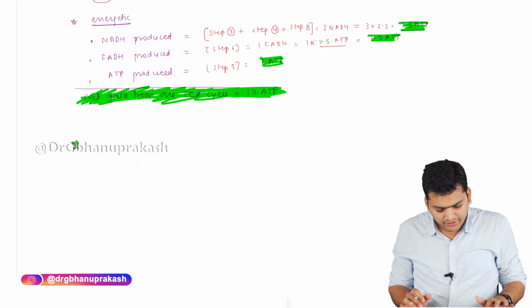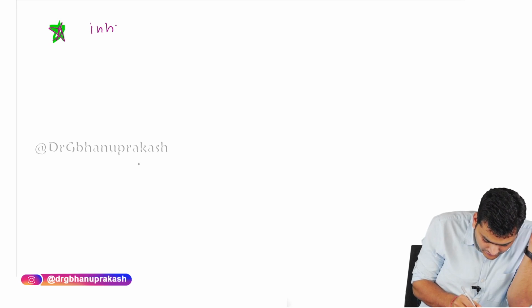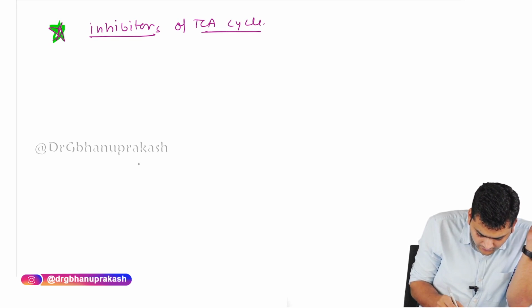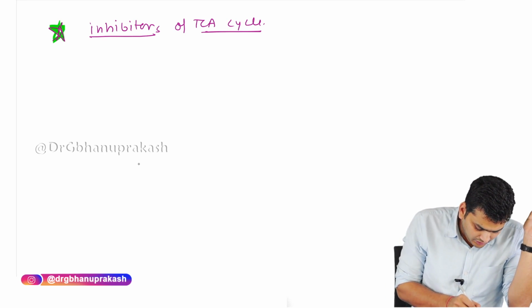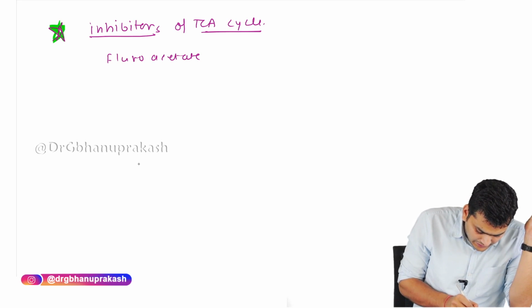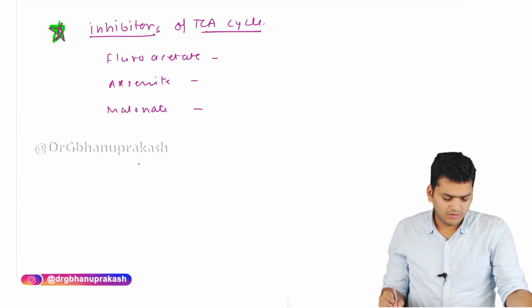Then comes the inhibitors of the TCA cycle. What are the various toxins that can inhibit the TCA cycle? There are 3 toxins which can inhibit the TCA cycle. The first is the fluoroacetate, then the arsenite, and last is the malonate.